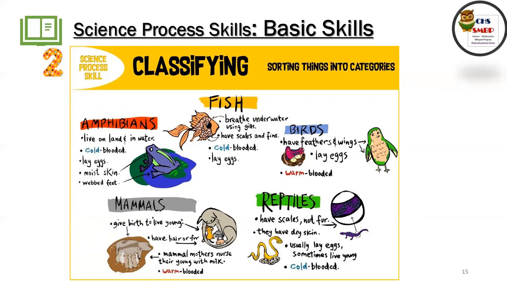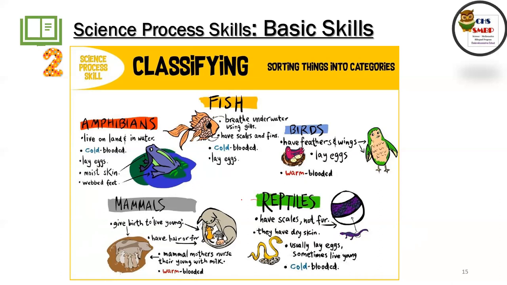And then if you look at birds and reptiles, what are the differences between birds and reptiles? Birds are warm-blooded, whereas reptiles are cold-blooded, right? That's the difference. And then birds have feathers and wings, whereas reptiles have scales, but not fur. Fur means the body hair. So reptiles don't have body hair. They have dry skin. And then usually they lay eggs and sometimes give birth to live young. So you see, birds only lay eggs. That is the way you can differentiate birds from reptiles.